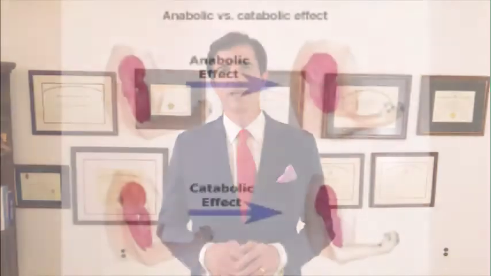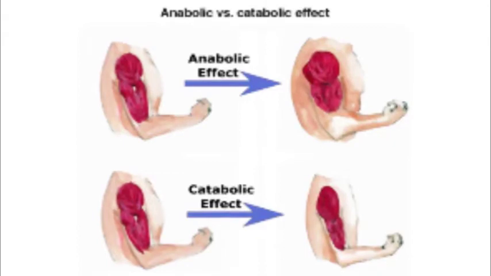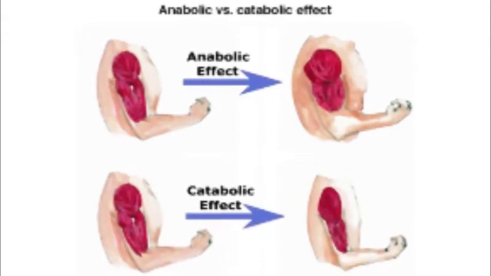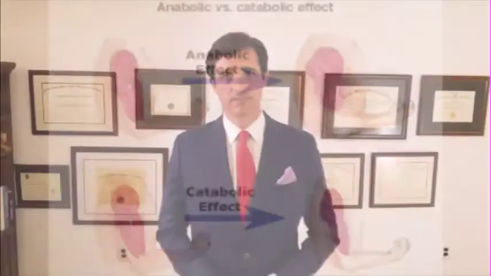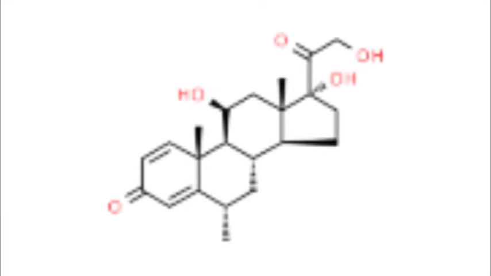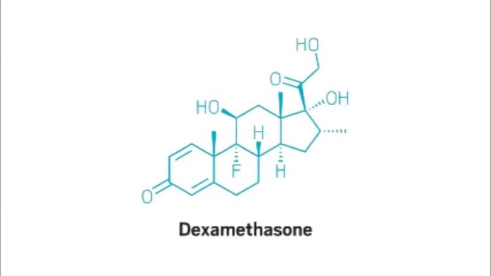This is not the type of steroids that bodybuilders use. They use anabolic steroids or building up steroids. Glucocorticoids are catabolic or breaking down types of steroids. Some of the steroids used for injection in musculoskeletal conditions include methylprednisolone, betamethasone, dexamethasone, and triamcinolone.